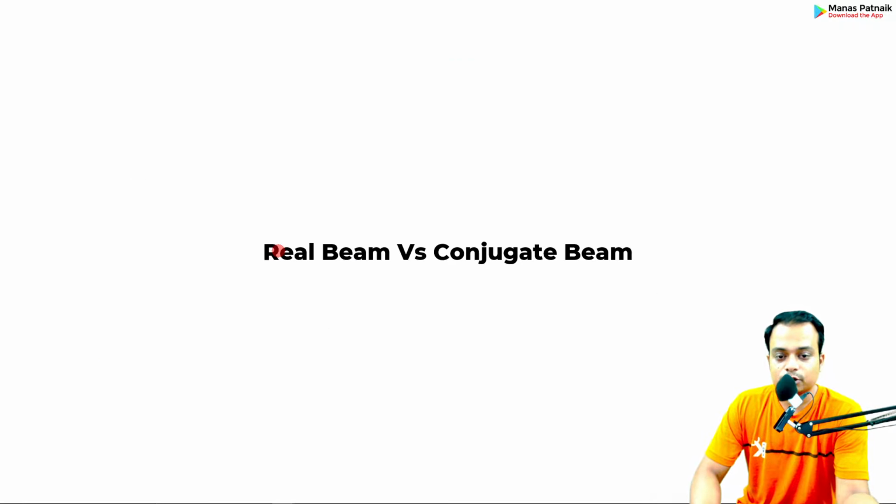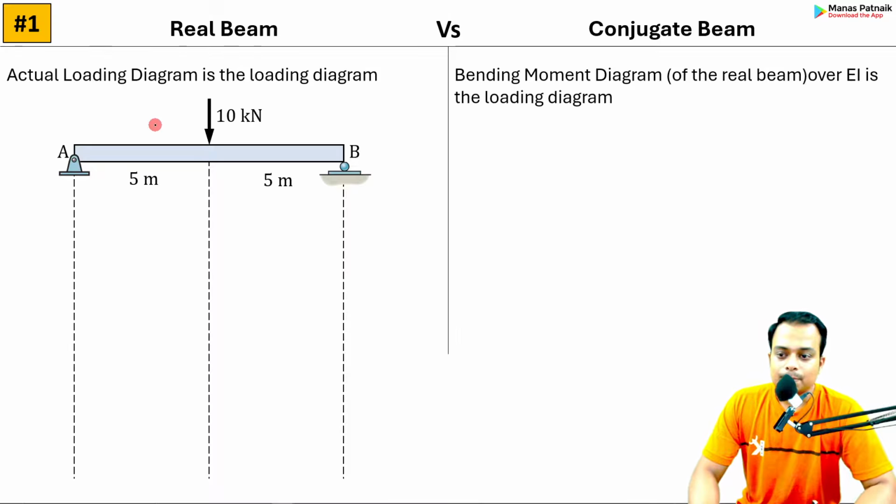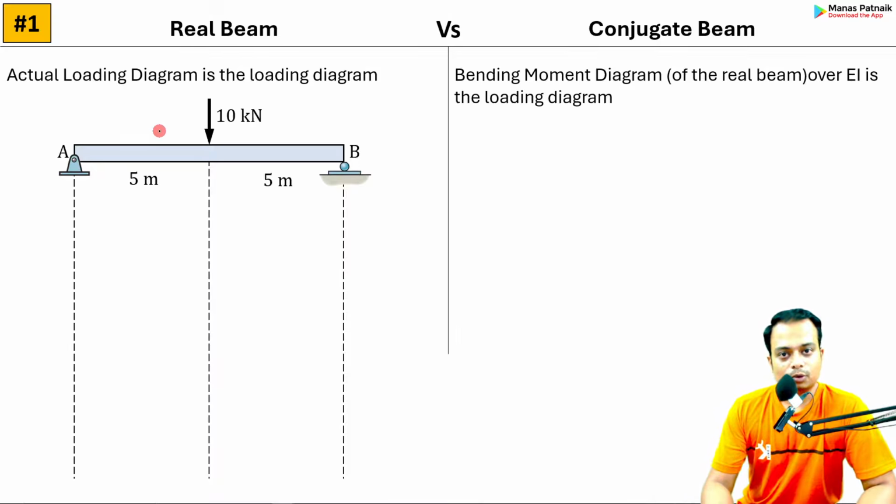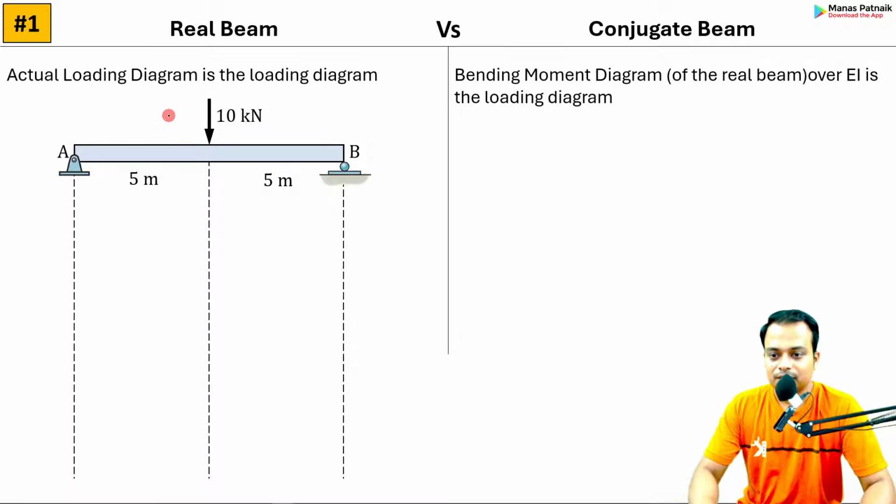Here we go. Real beam versus conjugate beam. Watch this. I'm assuming that you know how to make the shear force diagram and the bending moment diagram. Okay, so a 10 kilonewton load is acting downwards centrally. So the load is going to be shared between supports A and B. This is going to be 5. This is also going to be the same 5.